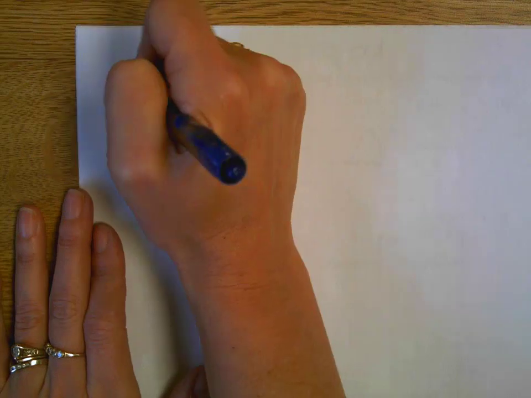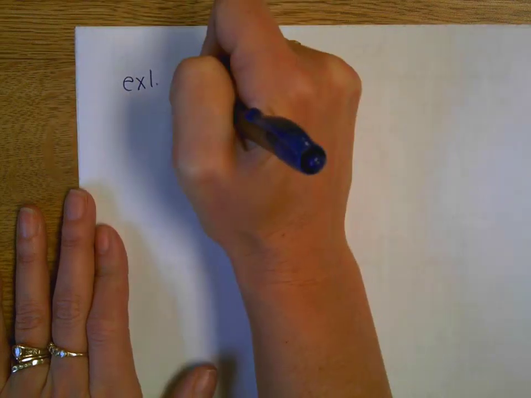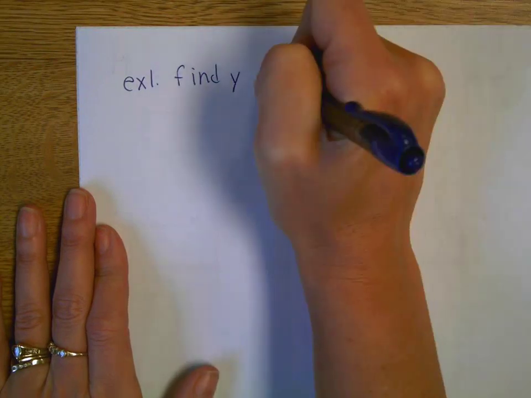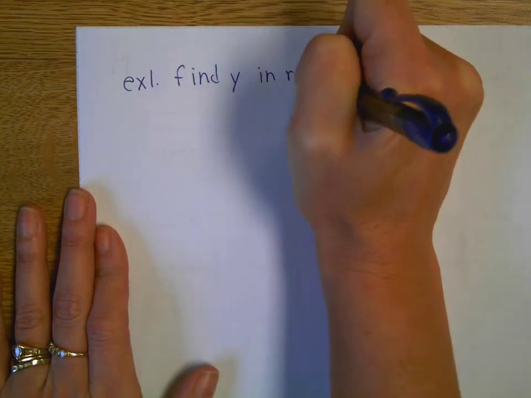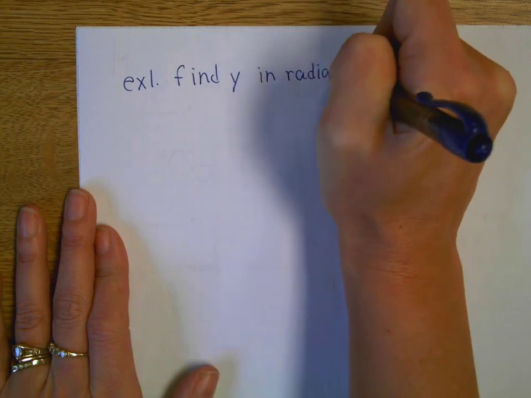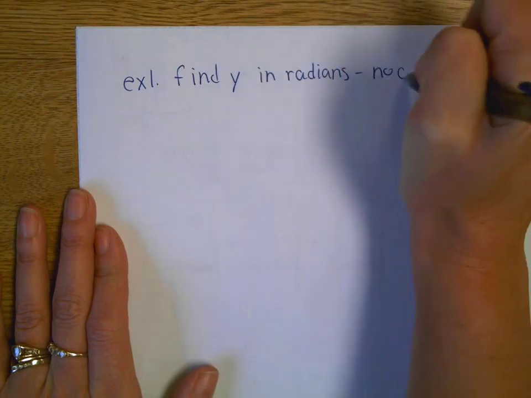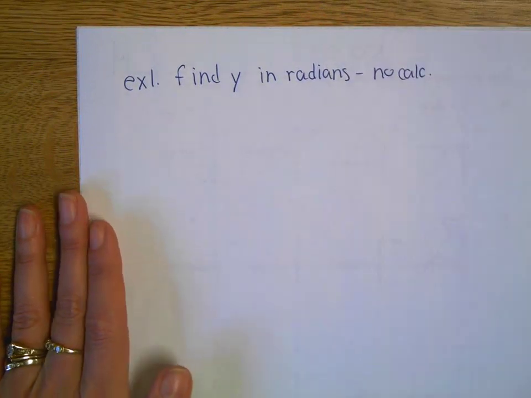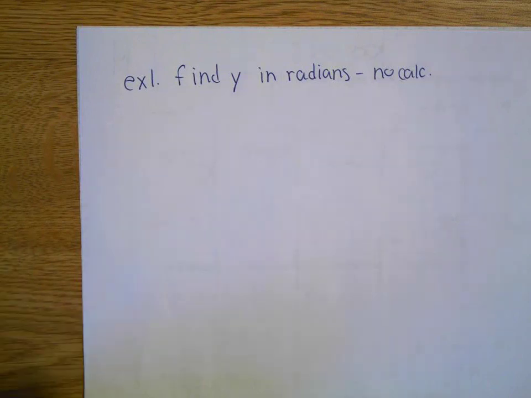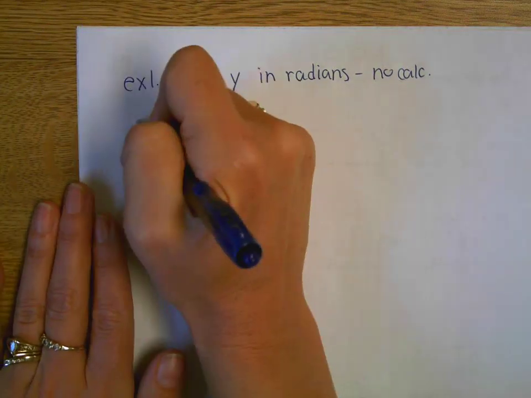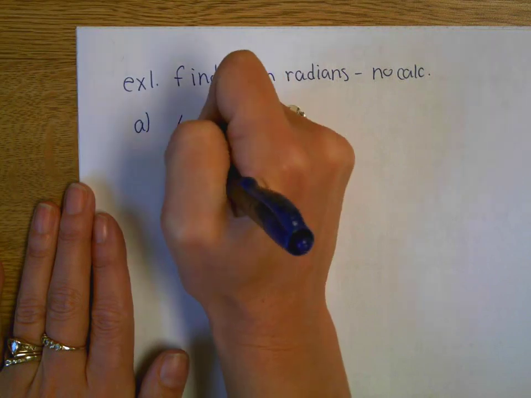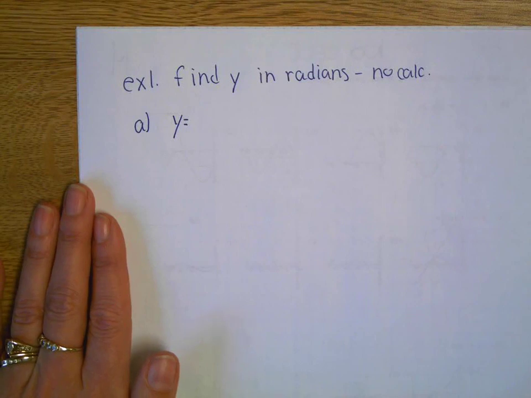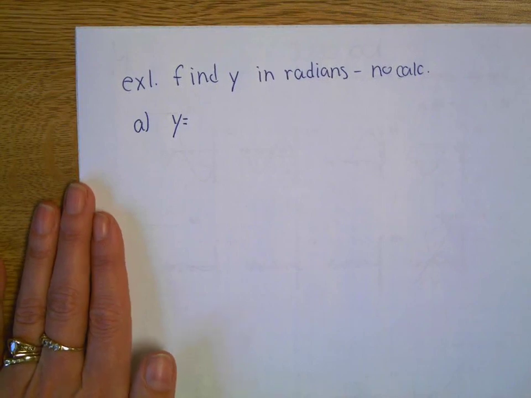Here we go, example 1. Find y in radians. No calculator. Because we could type the inverse sine or inverse cosine right into our calculator and get a decimal form, but we don't want to do that. We want to practice using this circle sheet. First one. You need the circle sheet out, so don't just copy these down. Have your circle sheet out and look for these answers to make sure you can find them.